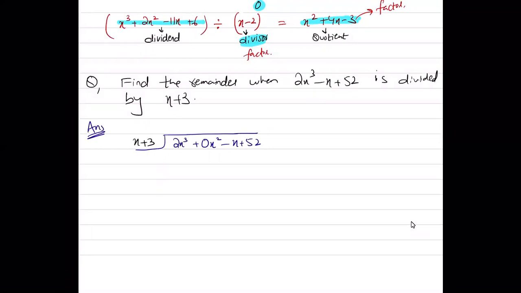So x times 2x square is going to give you 2x cube. Then plus 6x square, you're going to change the signs. This is going to be 0. This is going to be minus 6x square. Then x times minus 6x is going to give you minus 6x square minus 18x. So this term is going to be cancelled.